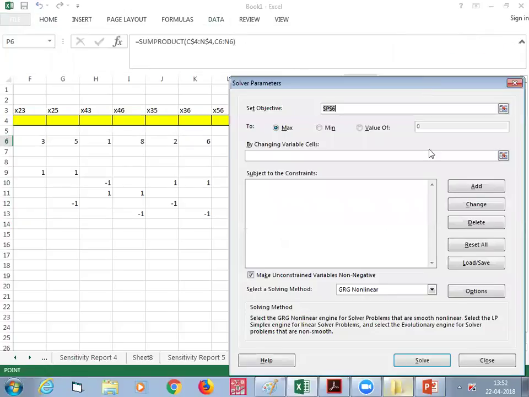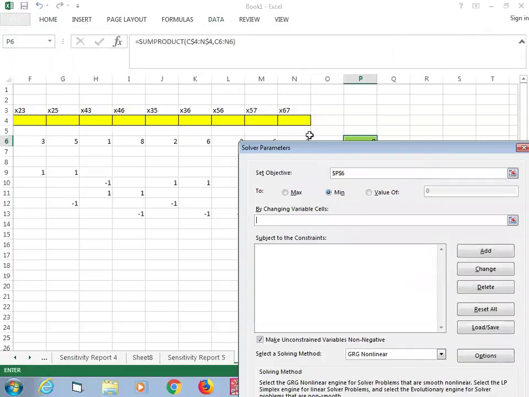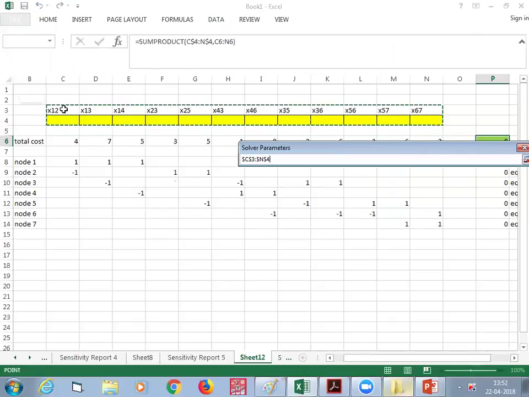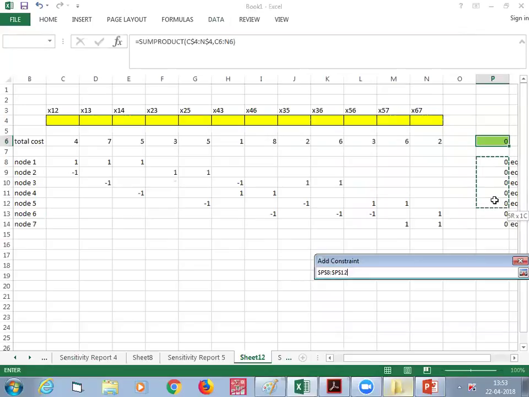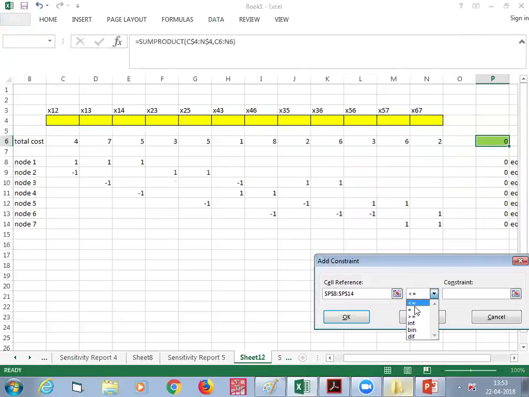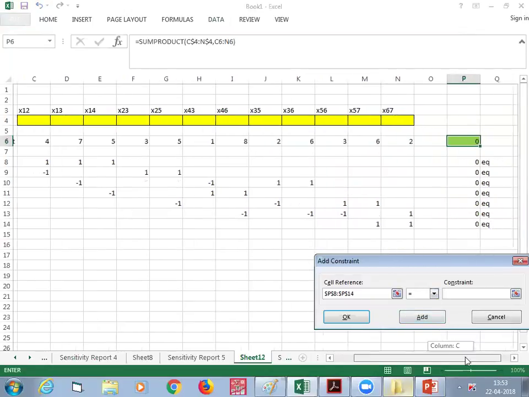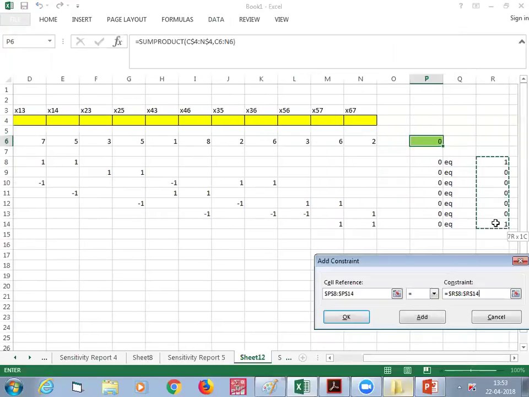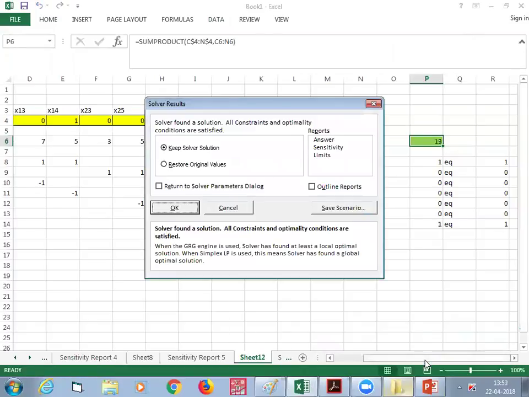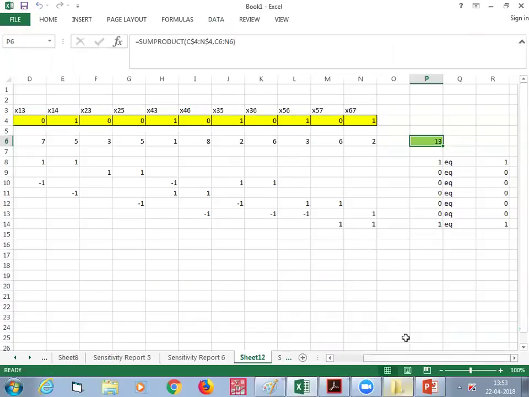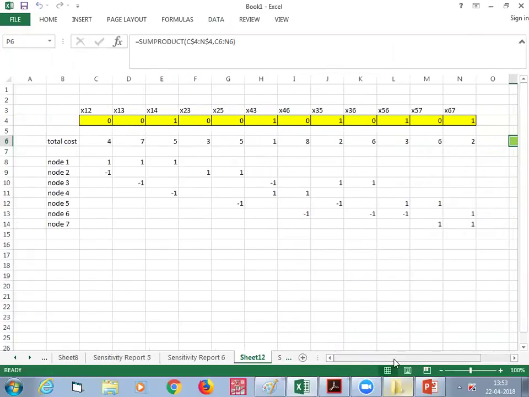So we're minimizing the total cost. Here are all the variables, and the constraints are all equal to this column here. This sensitivity, you know, though it's binary, I didn't put in binary. I thought, let's see what happens.